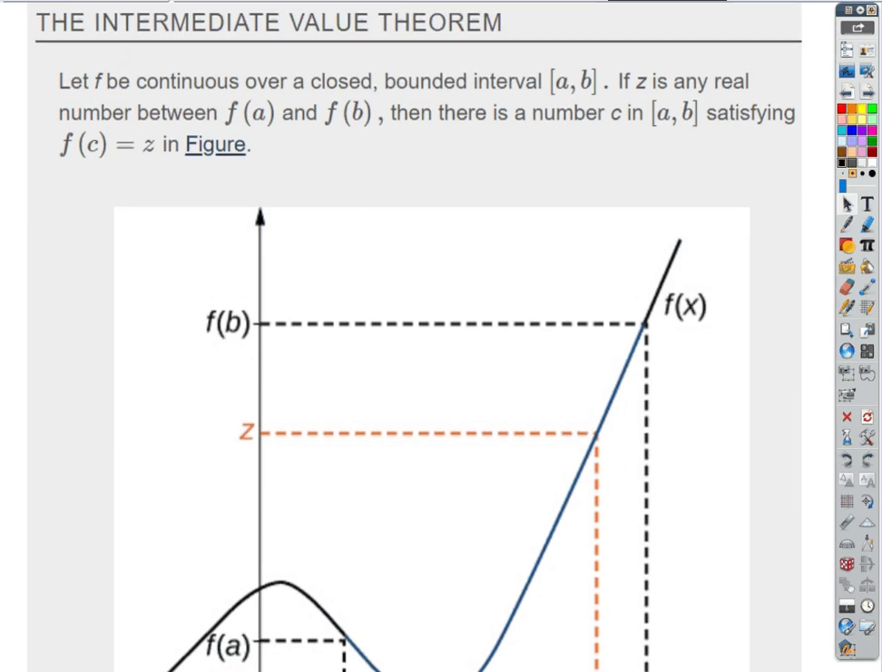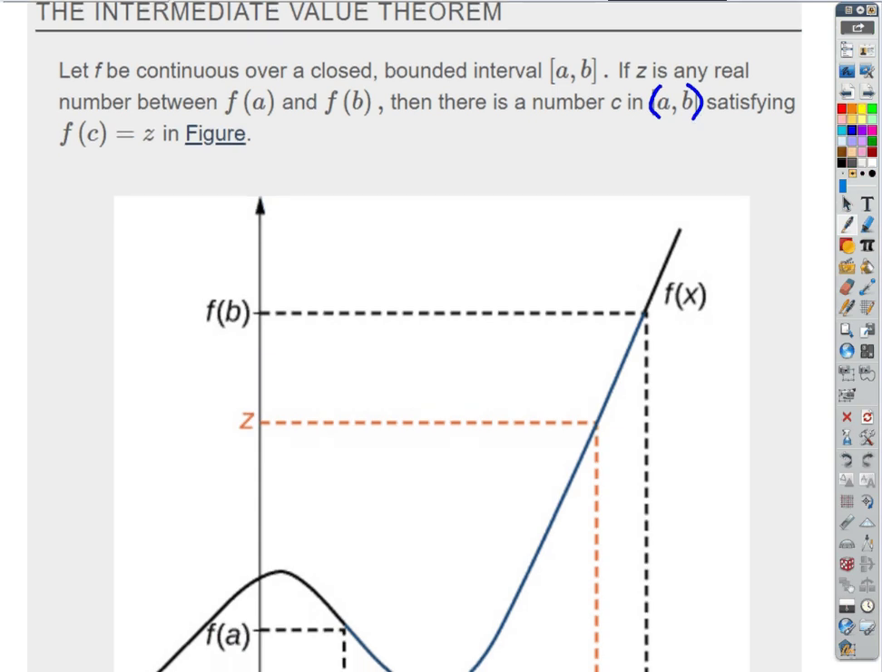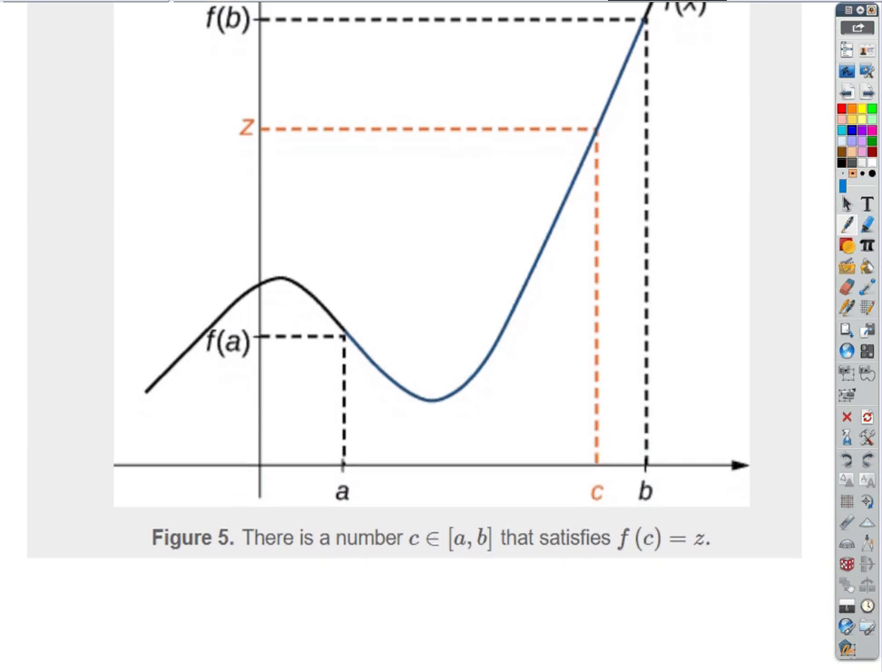Let f be continuous over a closed interval from A to B. If z is any real number between f of A and f of B, then there is a number c, at least one, could be many of them, in this. That's actually incorrect. It should be like that: in the open interval, satisfying f of c equals z. Right? So doesn't it make sense?